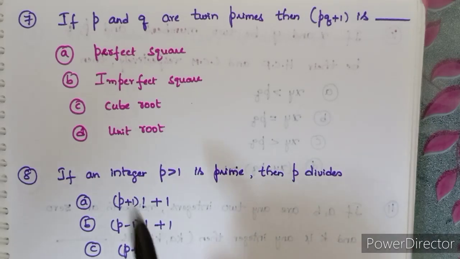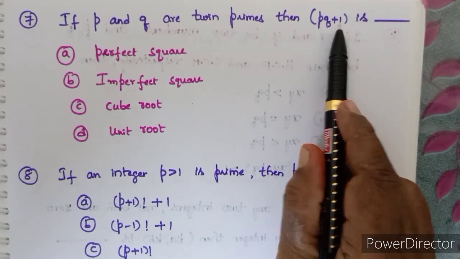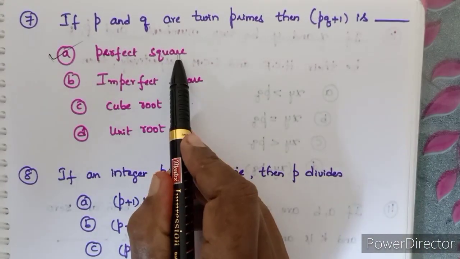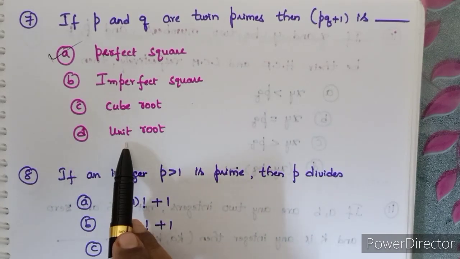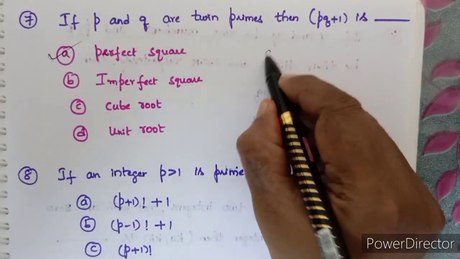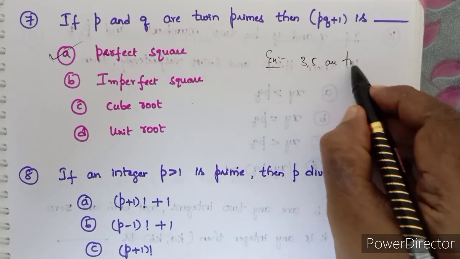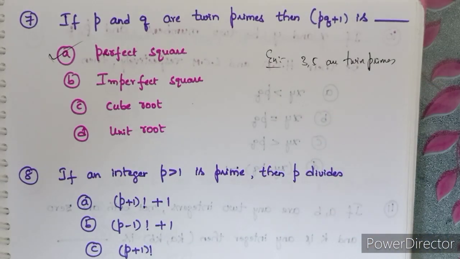Seventh question. If P and Q are twin primes, then PQ plus 1 is a dash. Option A, perfect square. Option B, imperfect square. Option C, cube root. Option D, unit root. Here P and Q are both twin primes. For example, take 3 and 5, which are twin primes. That means the difference between these two numbers is 2.